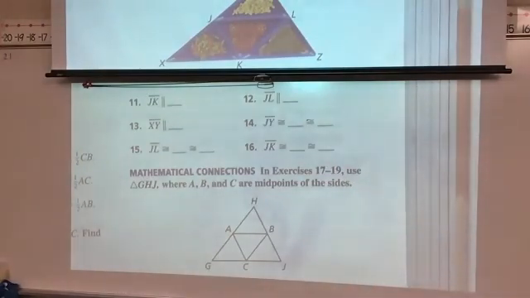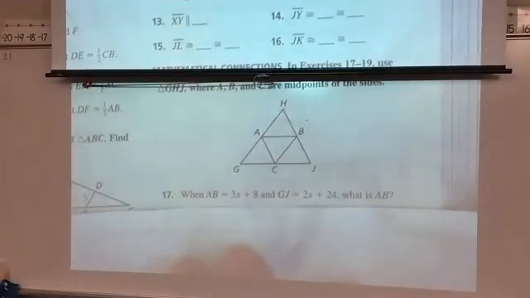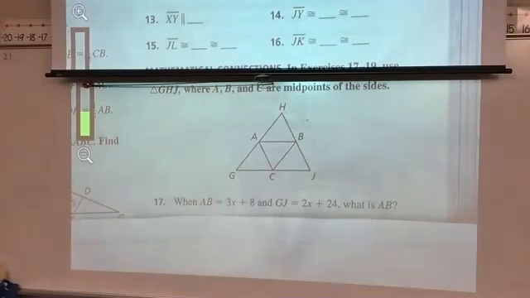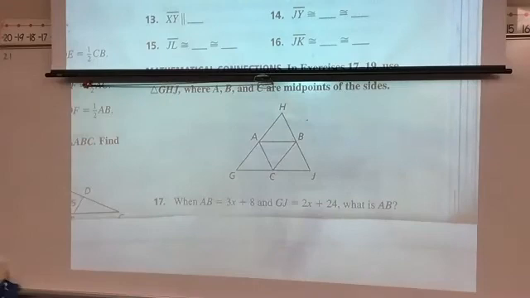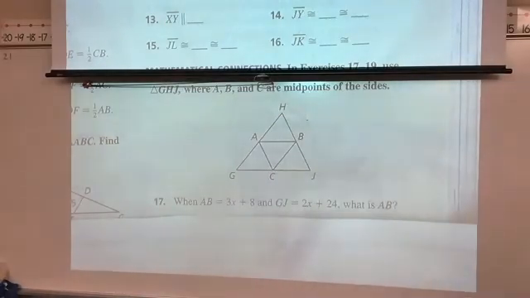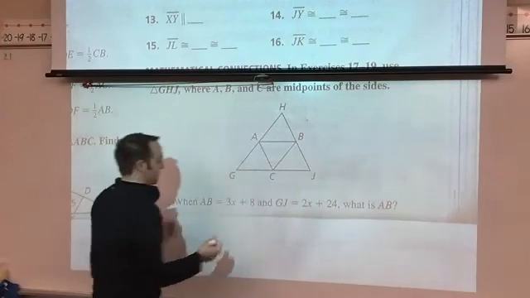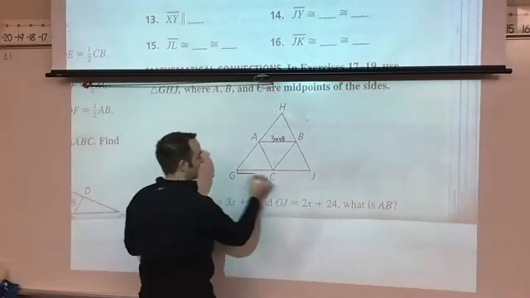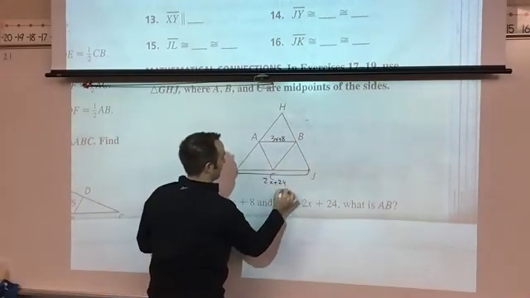There is one more that I want to point out to you. We'll point out number 17 here. Okay, so I want you to look at that. We've seen questions similar to this before. We saw these when we were dealing with centroid. But now we're dealing with our mid-segment. And so we've got when AB is equal to 3x plus 8 and GJ is 2x plus 24, what is AB? So we know this is going to be 3x plus 8. And this whole side right here is 2x plus 24.